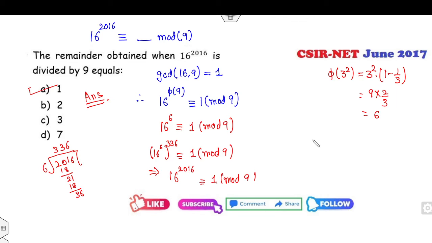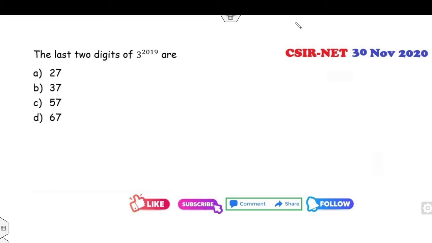Make sure, students, since right now you are in the 2024 year examination, you can practice like 16 raised to power 2024. What could be the remainder when you divide by n? The last 2 digits of this number. Again, your target is to find the remainder, the last 2 digits. That means 100. Again, you can see the GCD of 3 and 100 is 1. So I can say 3 to the phi of 100 is congruent to 1 mod 100.